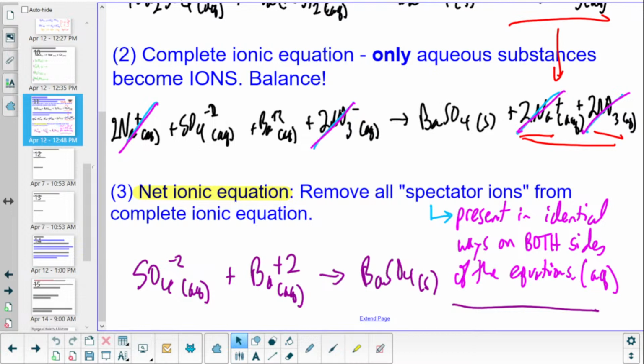Do you write the net? You write the 2 to balance it, right? Turn it around. Can you write the 2 here? Yeah, write that.